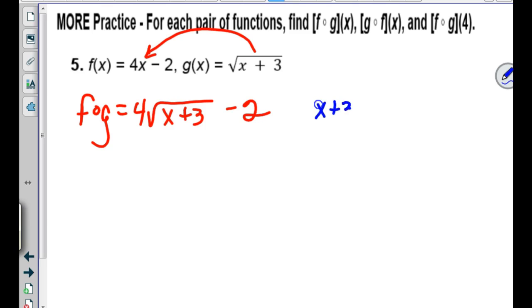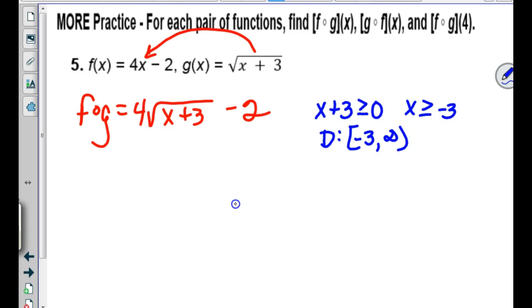X plus 3 has to be greater than or equal to 0, which means x has to be greater than or equal to -3, so it would be -3 to infinity if we were doing interval notation. Good job. And that's the one that says f of g of 4.